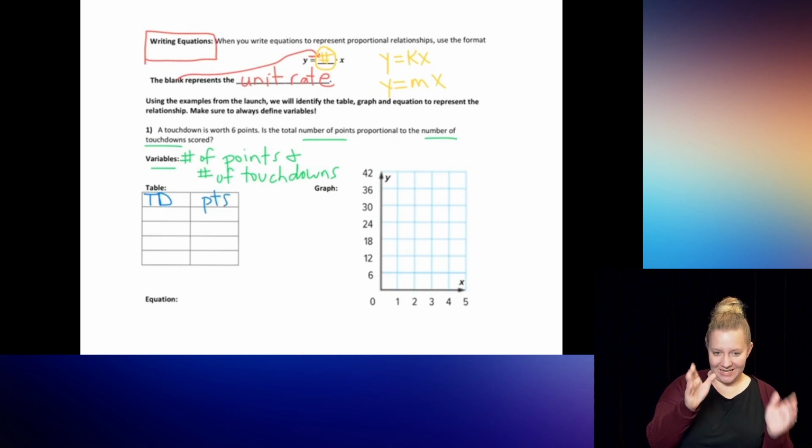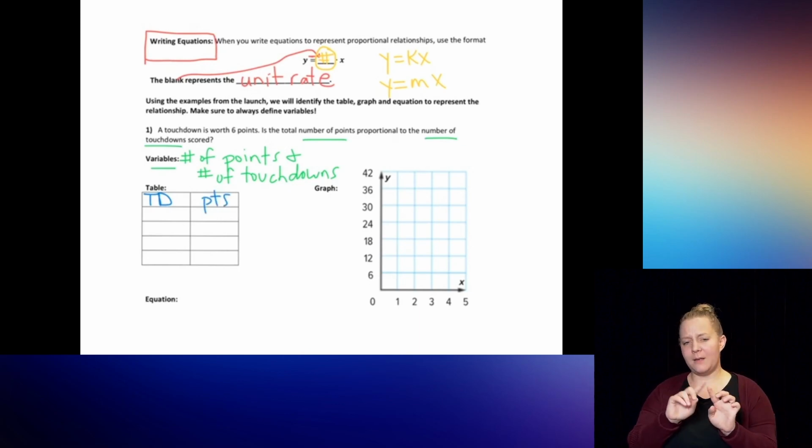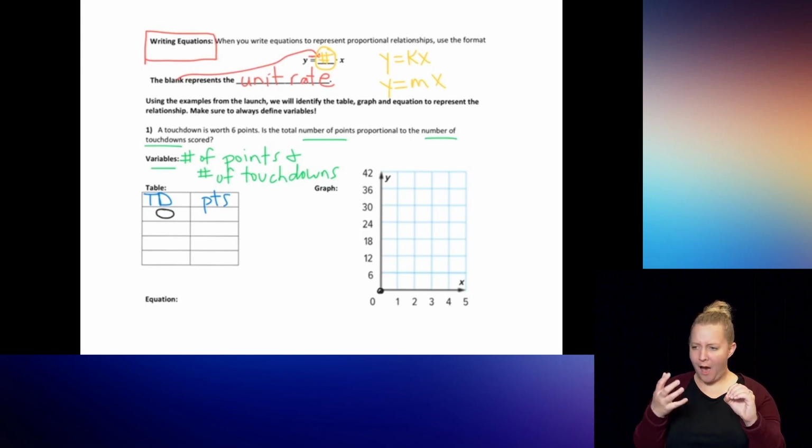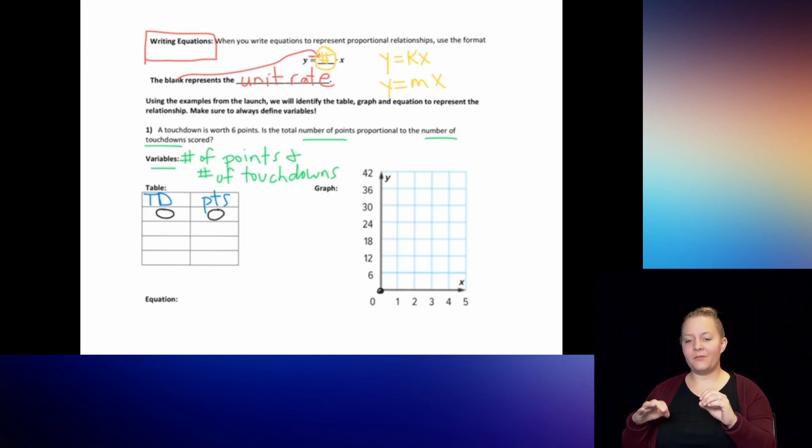It may seem obvious, but it is important for us to pay attention to whether we have that origin included. Remember that vocab word from the other side, the origin is right here, this point 0, 0. So we need to know, do we have the origin included in this? So in other words, if I score 0 touchdowns, how many points would the team have? That would still be 0. So yes, we do have the origin included.